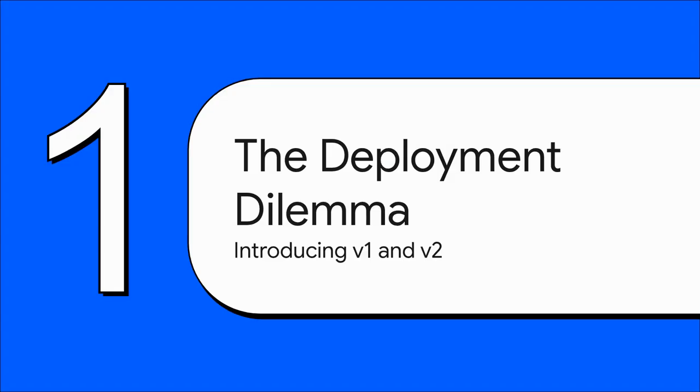All right, let's set the scene. Imagine our team. They've got their application, we'll call it version 1, humming along perfectly in production. It's stable, users love it, no problems. But of course, they've been busy building the next big thing, version 2. It's got all these shiny new features, it's faster, it's ready to go. And that's the dilemma, right? How do you get from V1 to V2 without causing chaos?